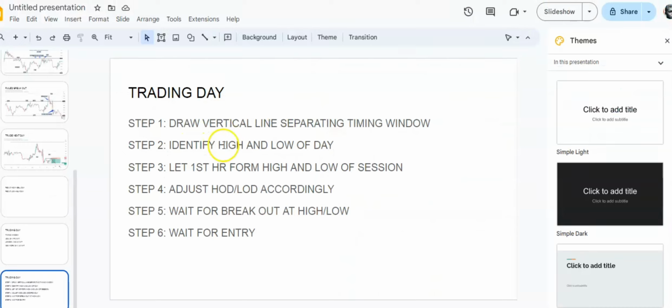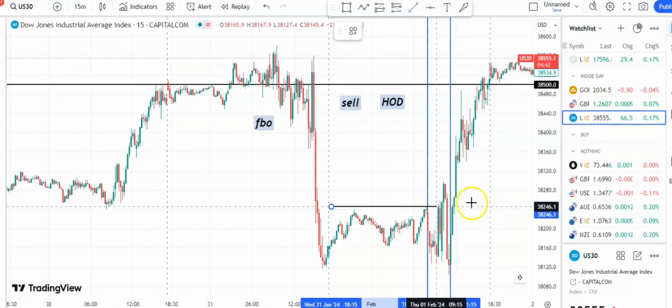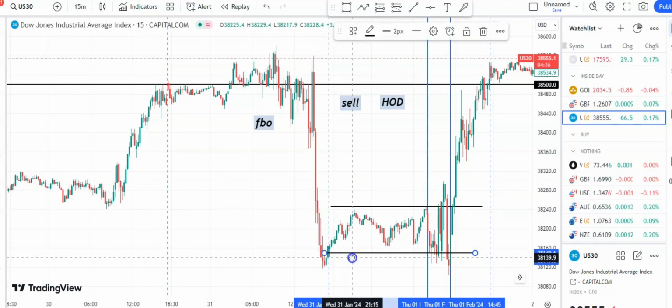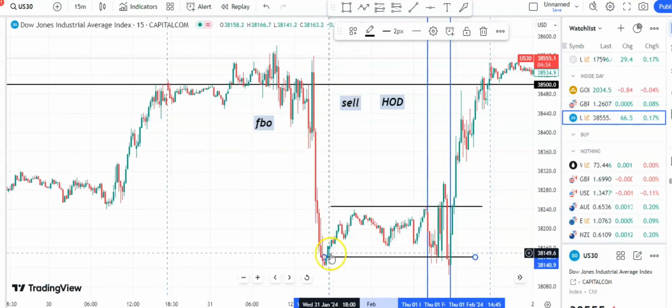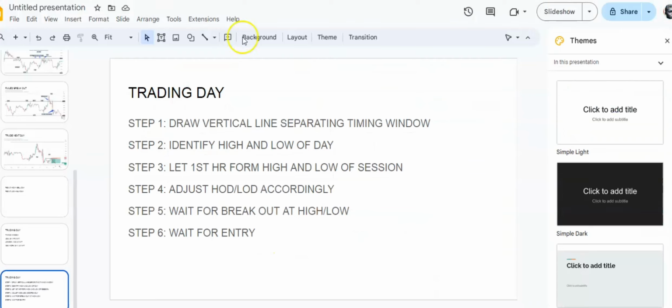Step number 2 is identify the high and the low of the day. So the high and the low of the day, this is the highest point price has reached that day. So this pin here. And then this is the lowest point price has reached that day at the open of the day. Now we have the high and the low of the day in place.